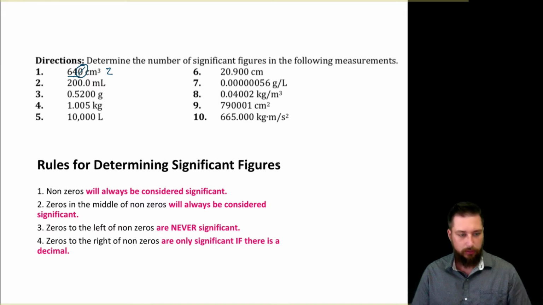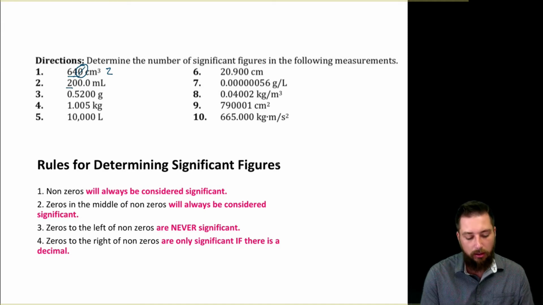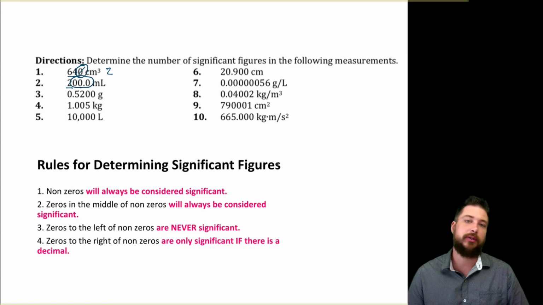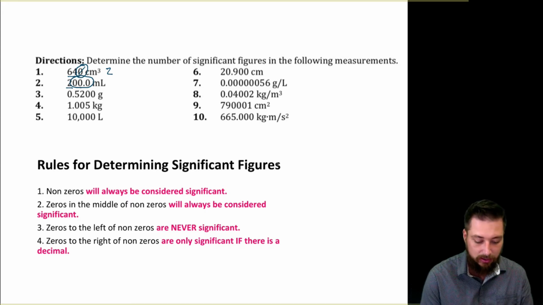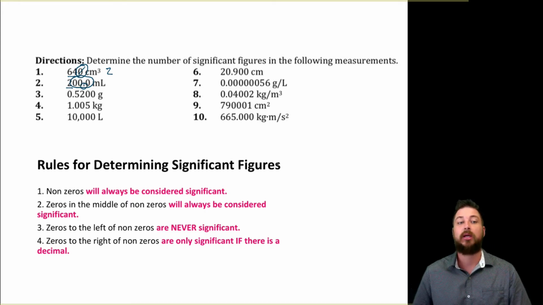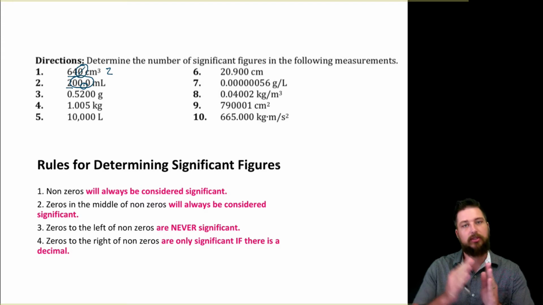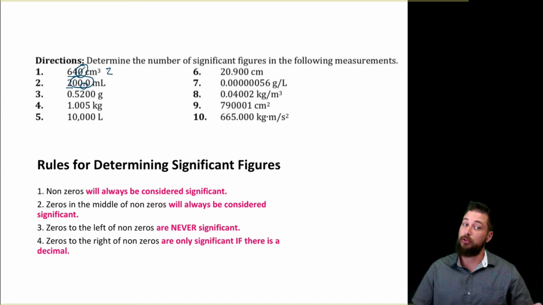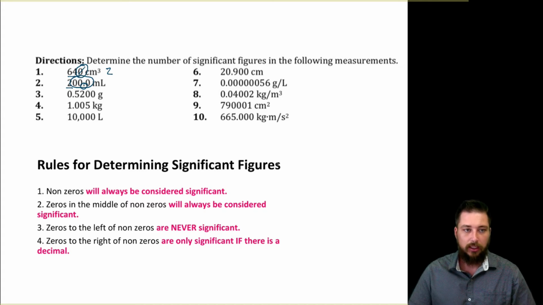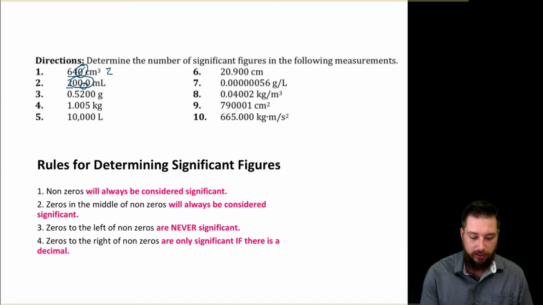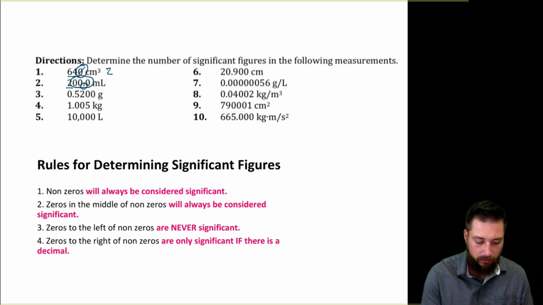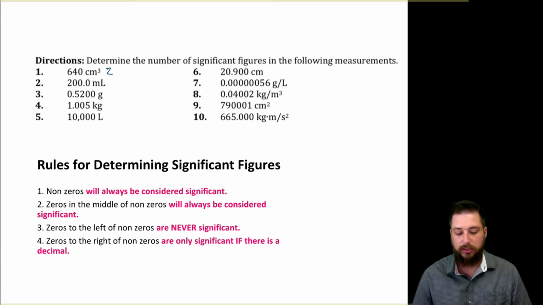All right, number 2, we've got 1 significant digit there. And then all 3 of these zeros are to the right of the non-zero, and there's a decimal right there, which means that all 3 zeros are significant because they're to the right, and there's a decimal. That means they're significant. And so we're going to end up with 4 significant digits there.